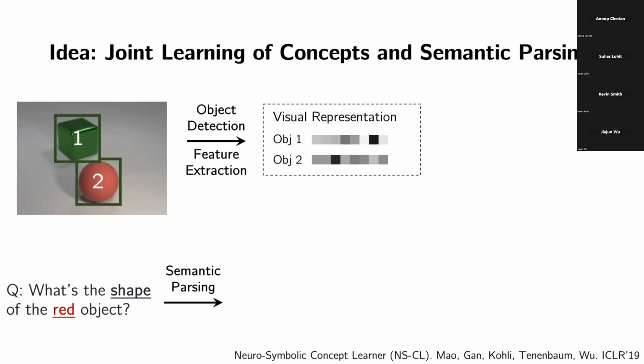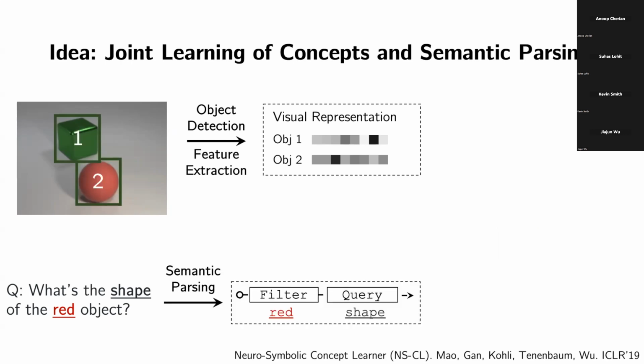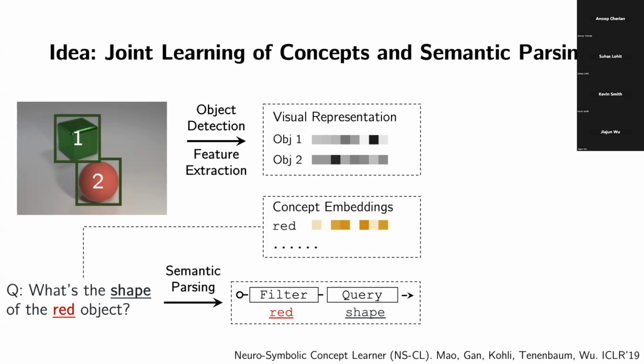And for language as well, you have two things. The first is you want to understand the meaning of the language. What's the shape of that object? It means you want to find something that is red and find its shape. At the same time, you don't want to assume you already know the concept, so you don't assume what red already means. You want to learn the meaning of red at the same time. So there's no pre-training. Can you also discover what red means? Can you learn embeddings for the words as well?